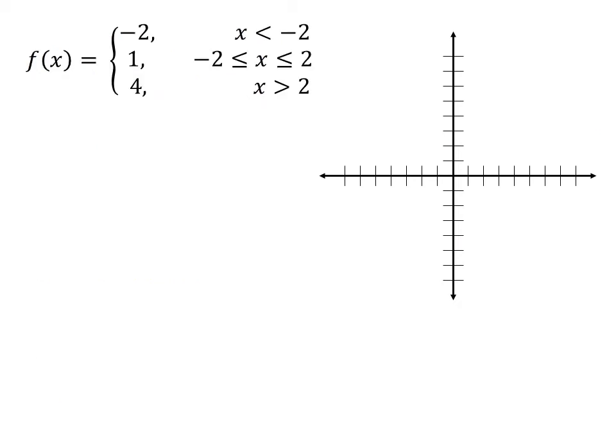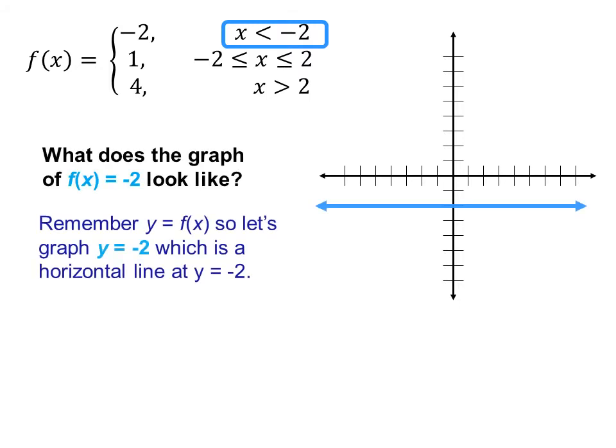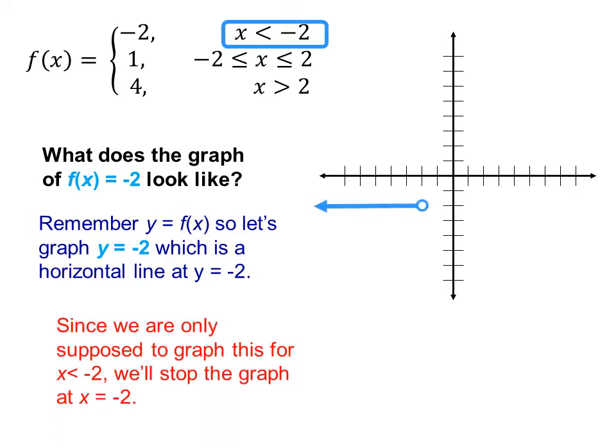Let's take a look at a little harder one with 3 subfunctions. Let's start off with our first subdomain, anything less than -2. We're going to use the function f of x equals -2. So again, it's going to be a horizontal line right at y equals -2. But in this case, we're going to use an open circle stopping at the value of x equals -2, because that's our subdomain. Anything less than -2 is this function. So it's going to look like this.